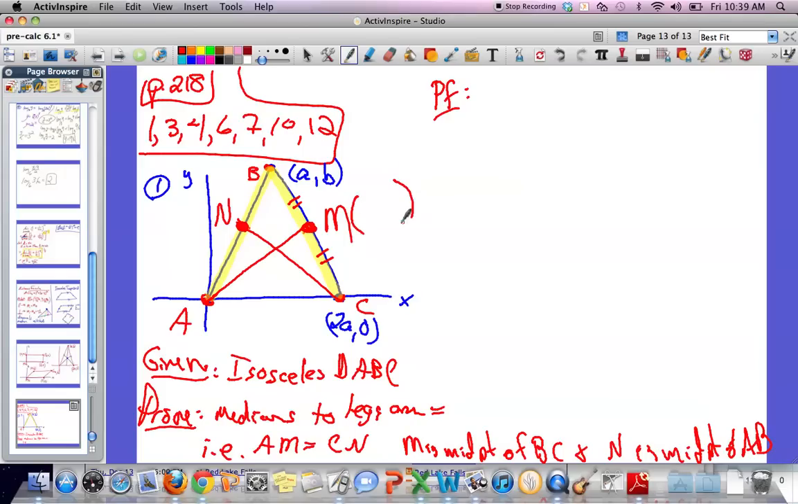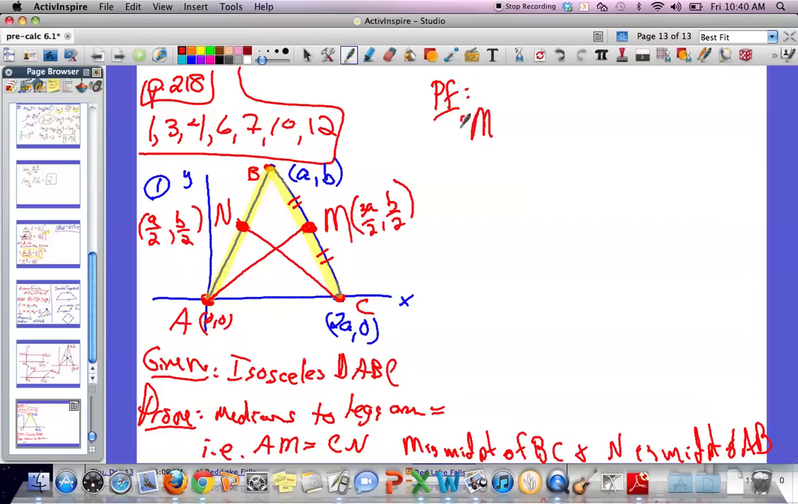Part of my proof is my picture, so let's write down the coordinates of M, the midpoint. You add your x's, divide by 2. So a plus 2a is 3a divided by 2. Add your b's and divide by 2, and you get b over 2. Your N, add your x's. I didn't label this one. This is 0, 0. A plus 0 is a over 2, and b plus 0 is b over 2. So I need to prove that those two distances are equal.